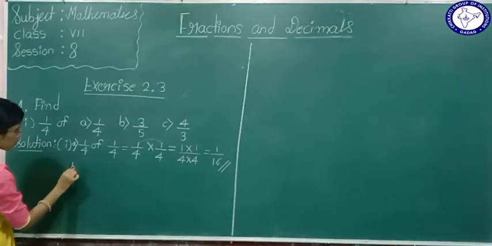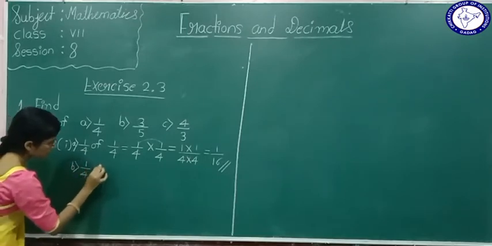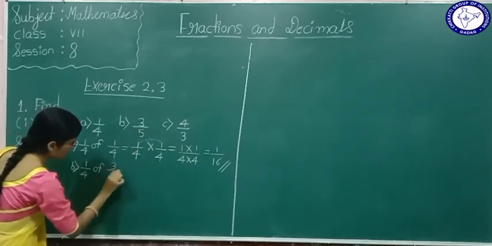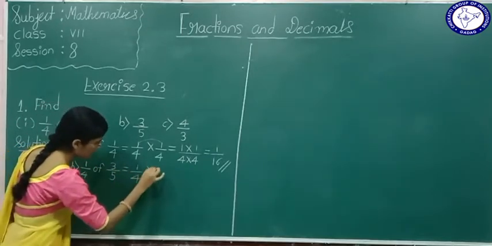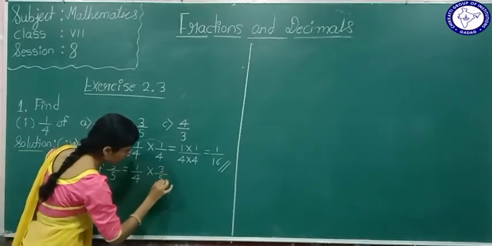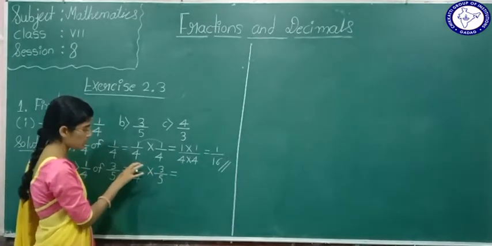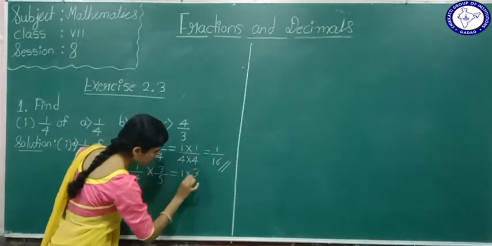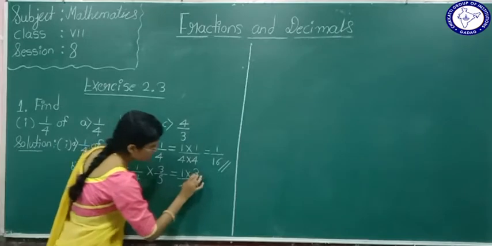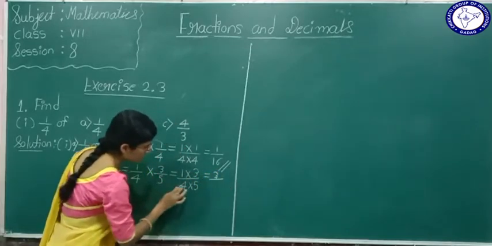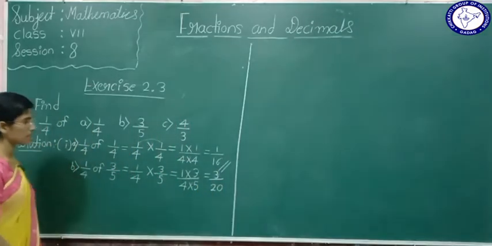In the similar way we will do B. What is that? 1 by 4 of 3 by 5. 1 by 4 of represents multiplication, 3 by 5 is equal to. How to multiply a fraction with a fraction? Product of numerators, that is 1 multiplied by 3, divided by 4 multiplied by 5. 1 3s are 3, 4 5s are 20. It is nothing but 3 by 20.